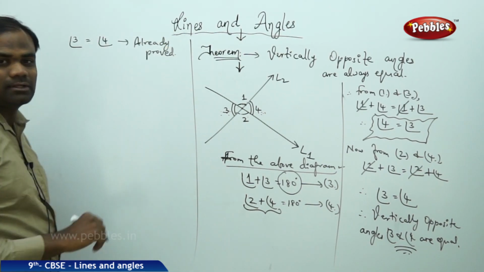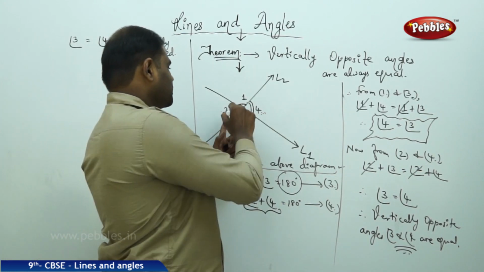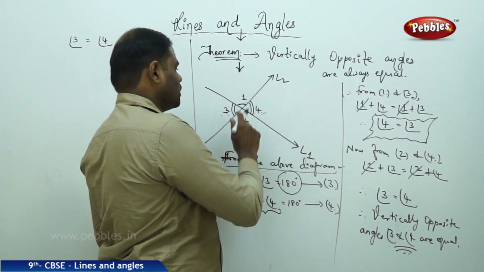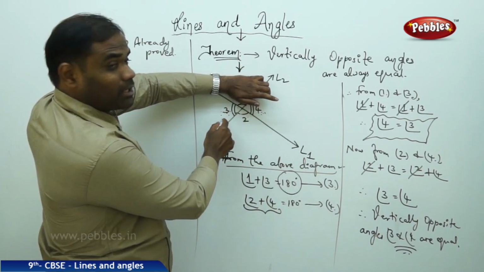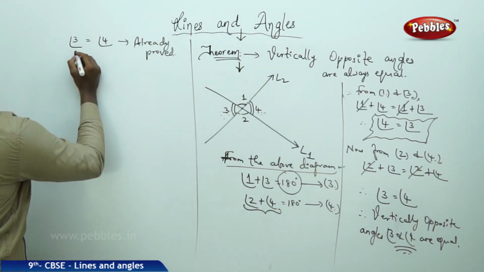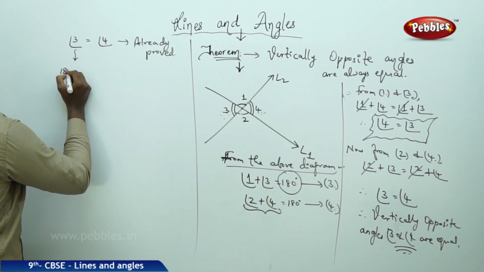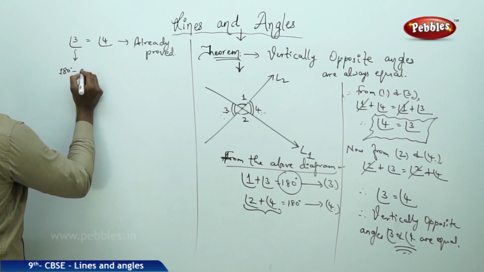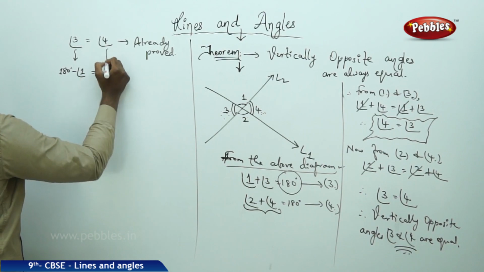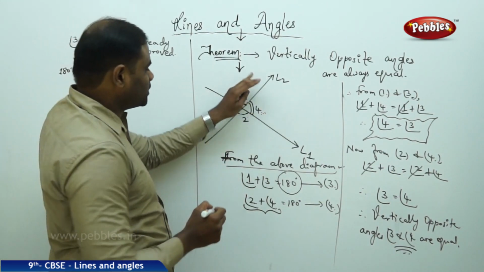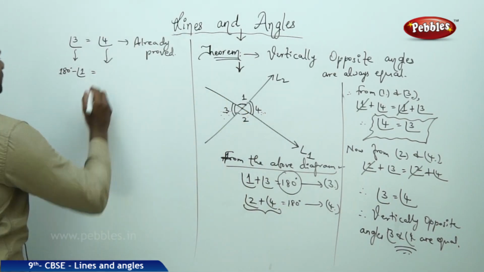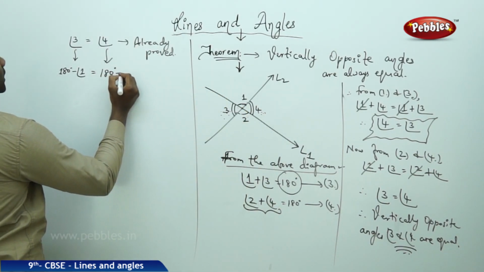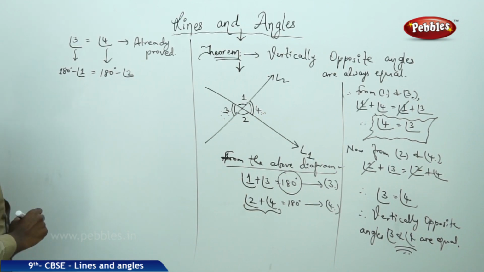Now using this, angle 3 can be written as 180 minus angle 1, because the whole of 180 degrees minus angle 1 gives me angle 3. Therefore, angle 3 can be written as 180 minus angle 1, and similarly my angle 4 can be written as 180 minus angle 2.